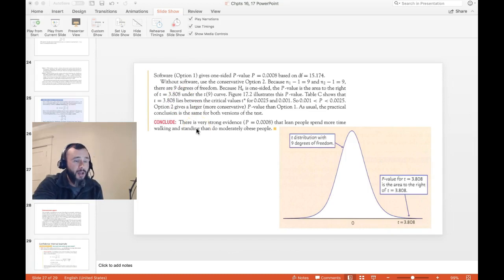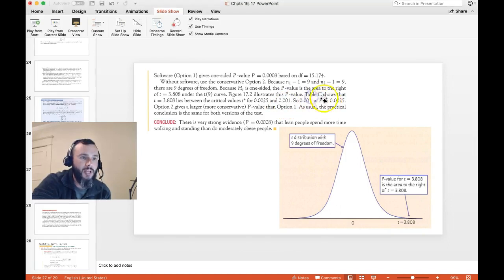And so because of that, we look in table C, which is at the back of the textbook, and it shows that t equals 3.808 lies between the critical values for 0.0025 and 0.001. So this is how we would say this mathematically. The p-value is in between 0.001 and 0.0025. It just gives us a range right there.